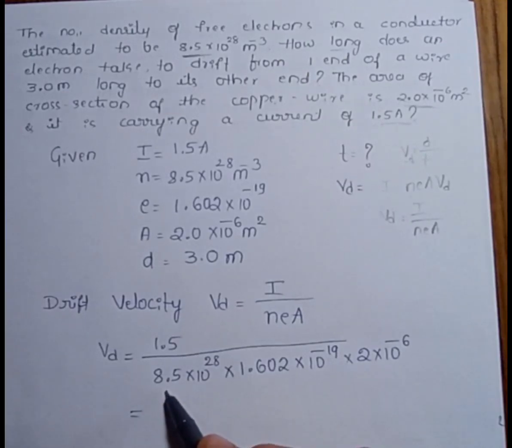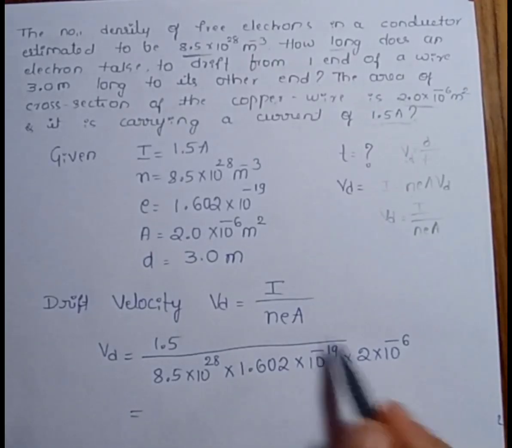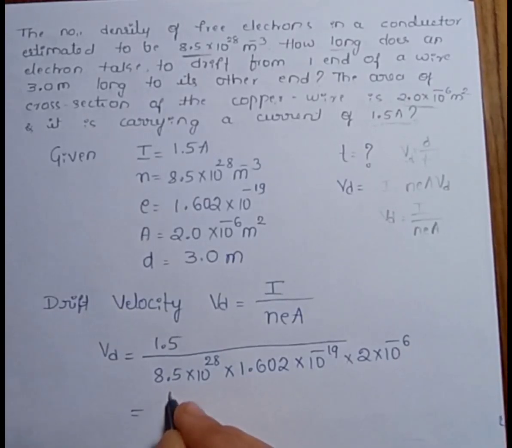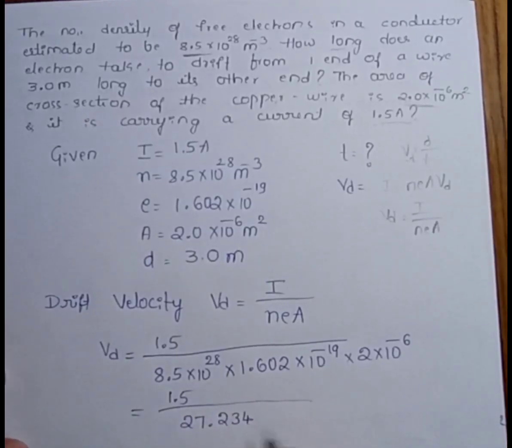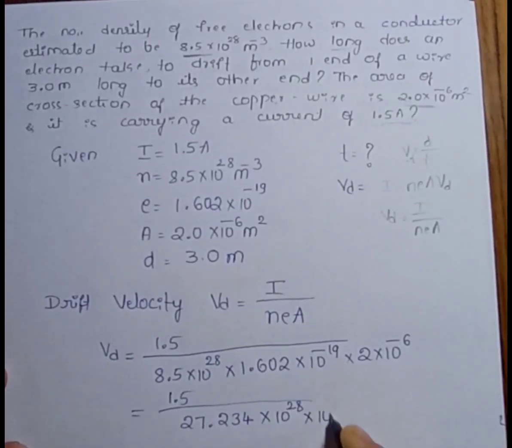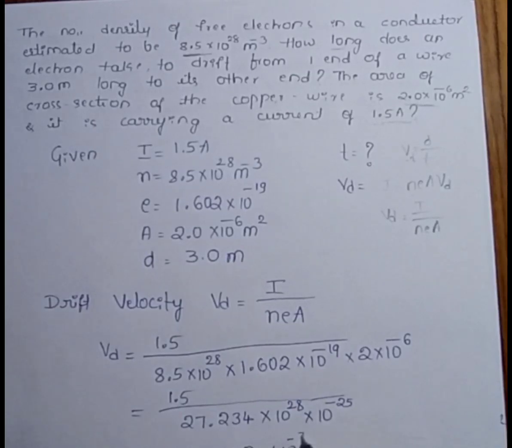That is 1.5 divided by n, 8.5 into 10 to the power of 28, into e, 1.602 into 10 to the power of minus 19, into A, 2 into 10 to the power of minus 6, which gives 1.5 all divided by 8.5 into 1.602 into 2, which gives the value 27.234 into 10 to the power of 28 into 10 to the power of minus 19 minus 6, that is minus 25, which is equal to 1.5 divided by 27.234, which is 0.0550 into 10 to the power of 28 into 10 to the power of minus 25, that is 10 to the power of plus 3. When it comes to the numerator, it becomes minus 3.